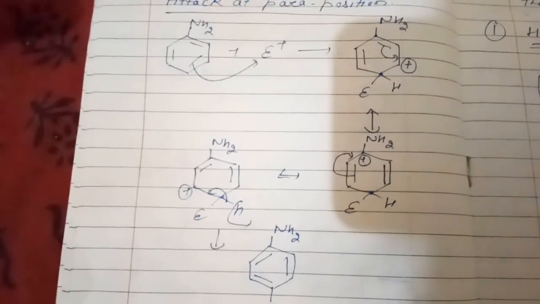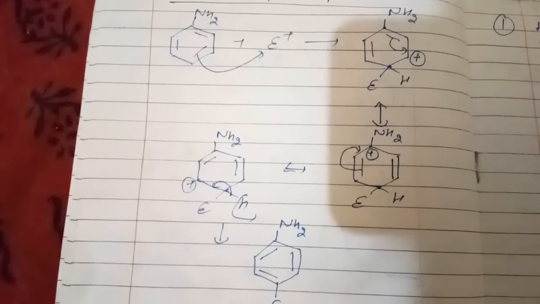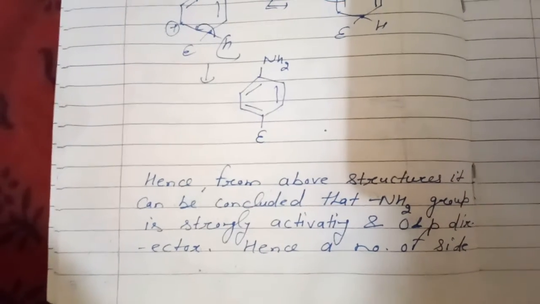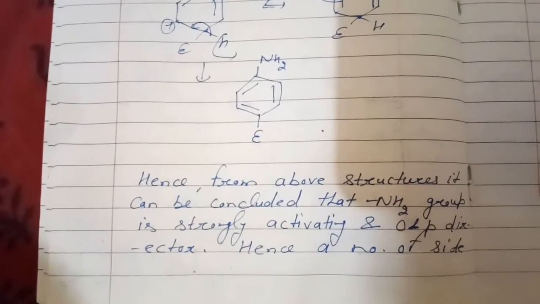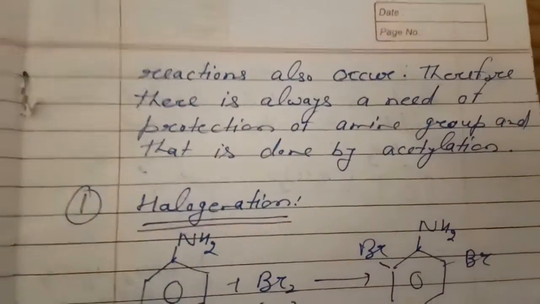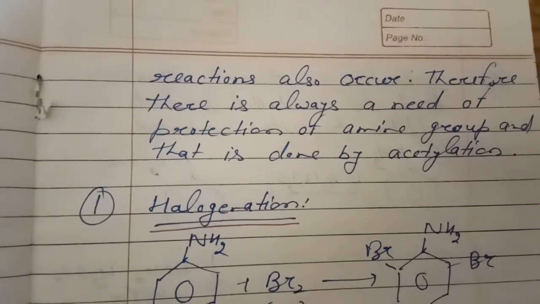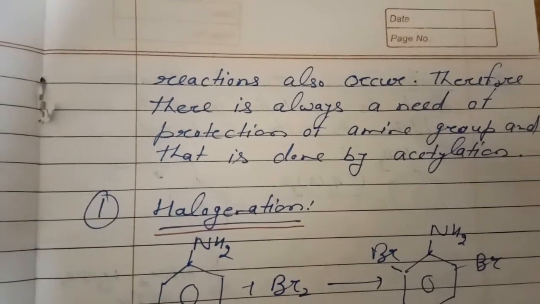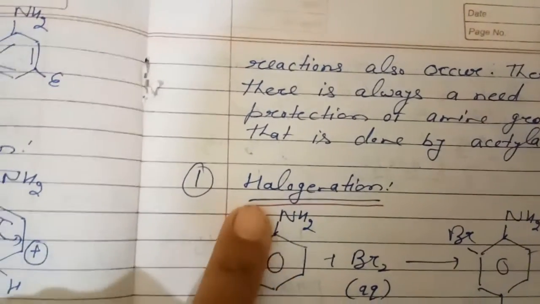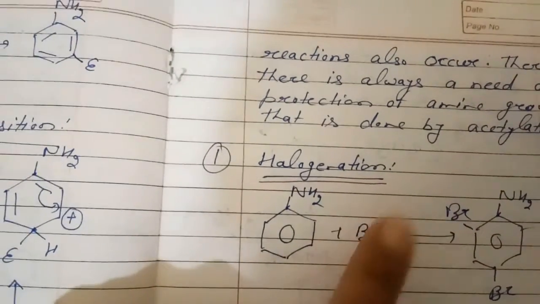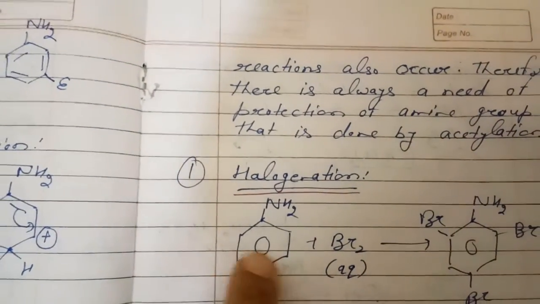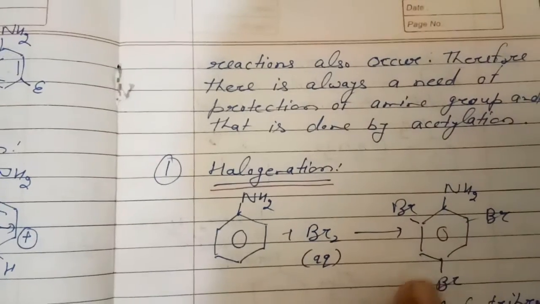As it is clear, when we consider the attack of an electrophile at ortho, meta and para, we conclude from the above structures that the NH2 group is strongly activating and an ortho para director. Hence, a number of side reactions also occur. Therefore, there is always a need for protection of the amine group, and this is done by acetylation. If we take aniline, first we consider the example of halogenation. When Br2 in aqueous medium is treated with aniline, we get a product in which all the ortho and para positions are bonded by the bromo substituent.